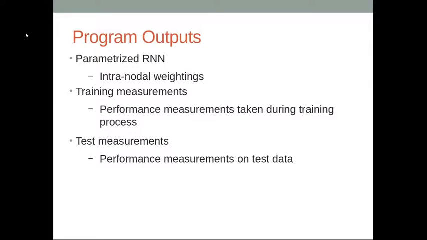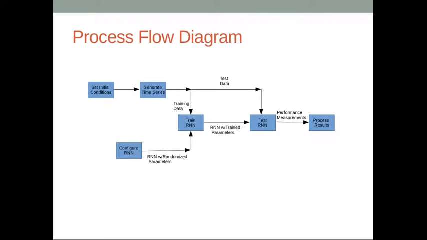The program outputs include a parameterized RNN, that's one that's been trained, and then measurements to determine the performance on both the training data as well as test data. In the next slide, we can see a process flow diagram as we go through different phases from the inputs to the outputs. On the left-hand side, at the top, you see our inputs, which allow you to set initial conditions and then generate a time series. On the bottom, you can configure the RNN with various parameters, and we'll get into those a little bit later.